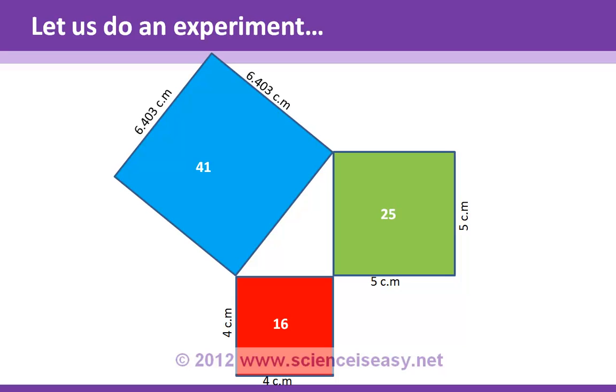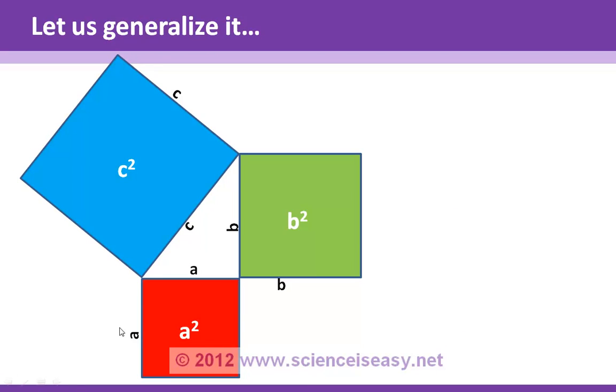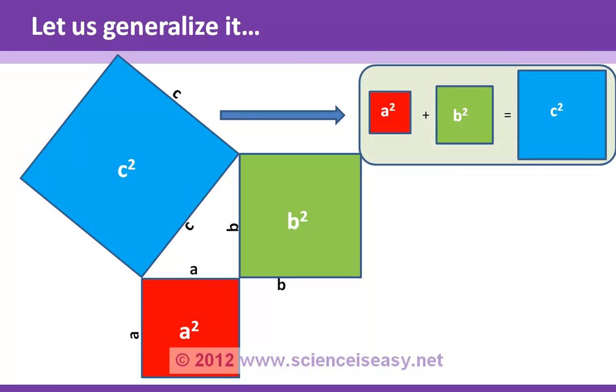So let us generalize this whole experiment. Let's replace all dimensions by some random numbers a, b, c. So it will be like this: a square of side a, a square of side b, and finally we get a square of side c. As we said before, c square will be equal to a square plus b square. The area of this square is b square and the area of this square is c square. So what we have said just now is that the sum of the areas of the two small squares gives the area of the third big square. So here we got the Pythagorean theorem: a square plus b square is equal to c square.